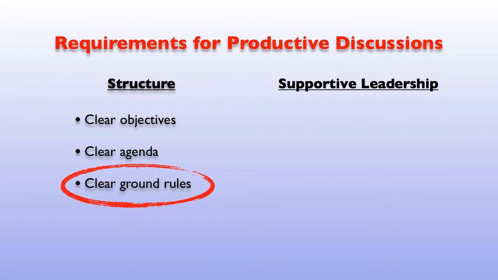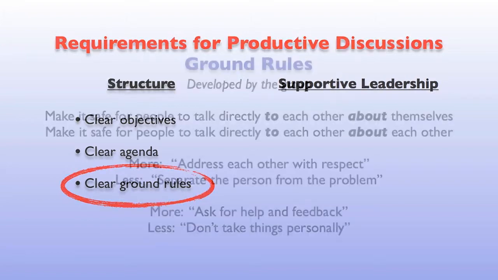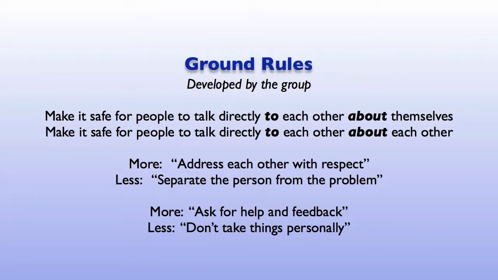Structure involves the basics of meeting planning, organization, and flow, including setting clear agendas and objectives. Meetings about team development and relationships also need the support of clear ground rules. Ground rules play a special role in trust-building work. They have two purposes. First, they help people talk directly about themselves, but even more importantly, they make it safe for people to talk directly to each other about each other.